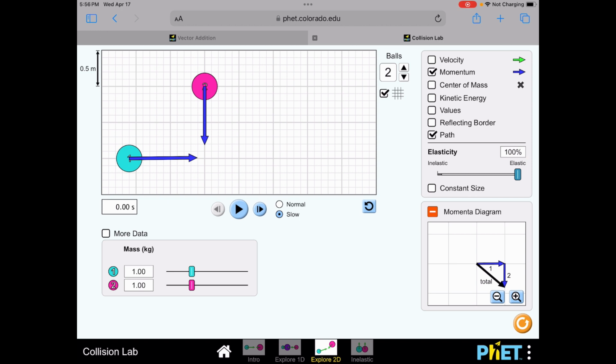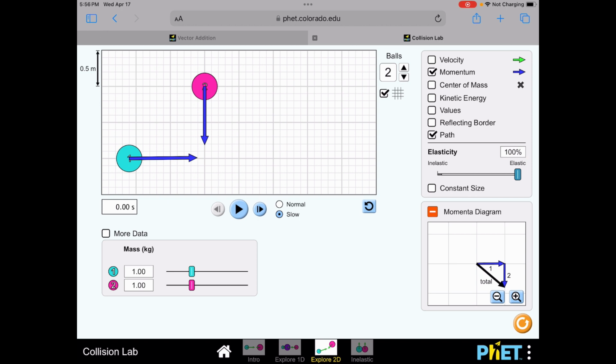In fact, if you look in the bottom right of the screen here, I don't have a pointer I can use when I'm in this app, but you see the momenta diagram in the bottom right of your screen there. Notice they've just drawn a vector addition diagram for the momentum, right? They've added up momentum 1 to the right and momentum 2, tip to tail, and then they've drawn the total momentum vector from the beginning to the end, right? How we always draw a vector addition diagram.